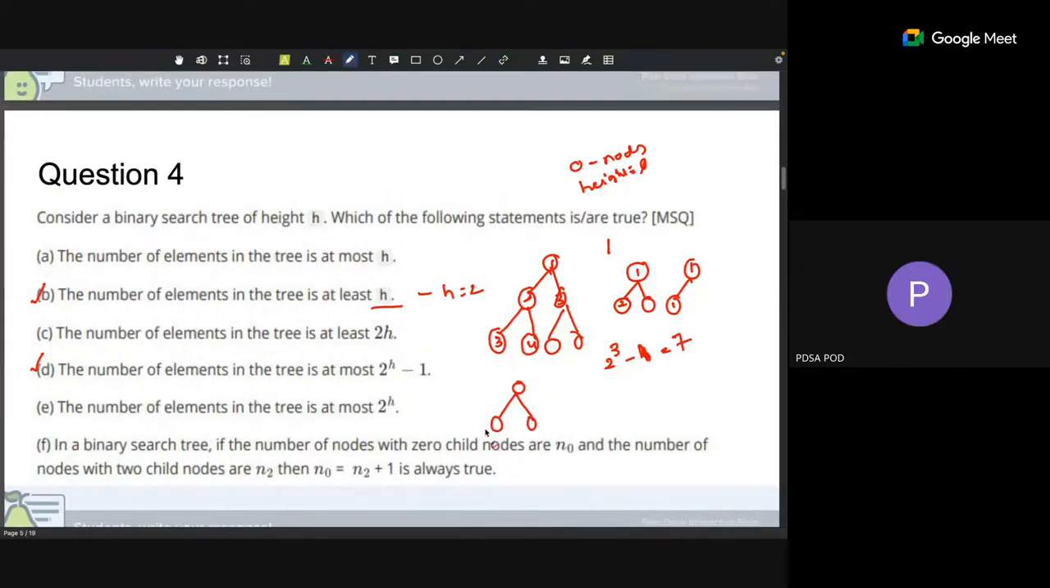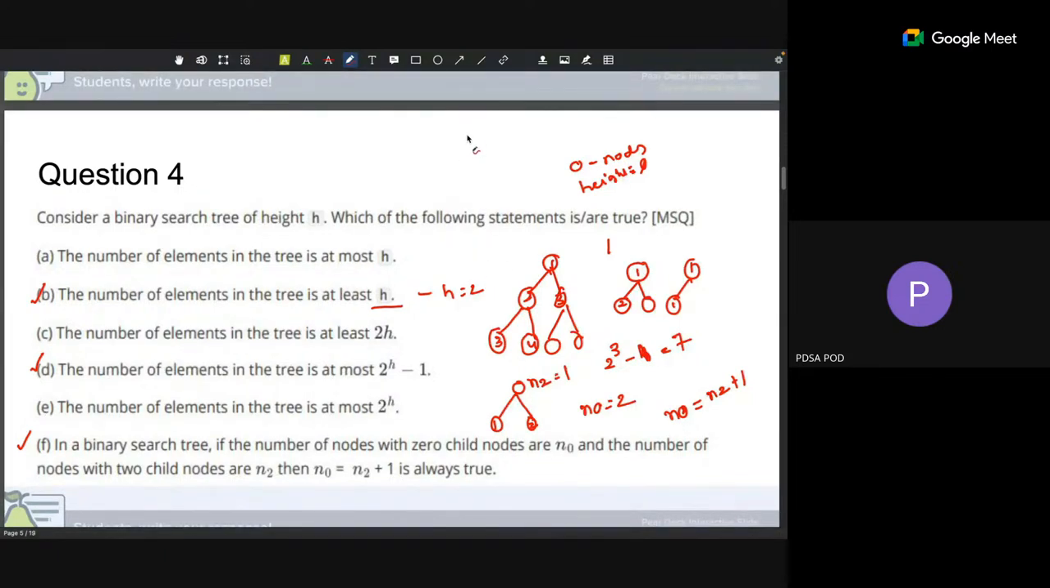So in this case, if you consider this tree, 1 and 2 are going to be leaves. So N0 is 2. The number of nodes with 2 children is 1, so N2 is 1. Clear? So N0 is nothing but N2 plus 1. It's always true. You can try it with any binary tree, and this condition is going to be true. So this is also true, even if it is balanced or unbalanced.